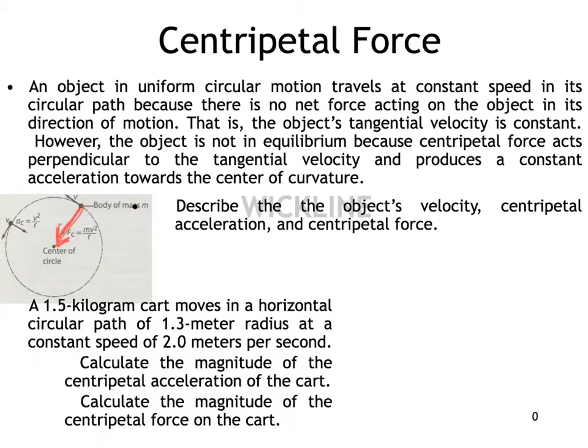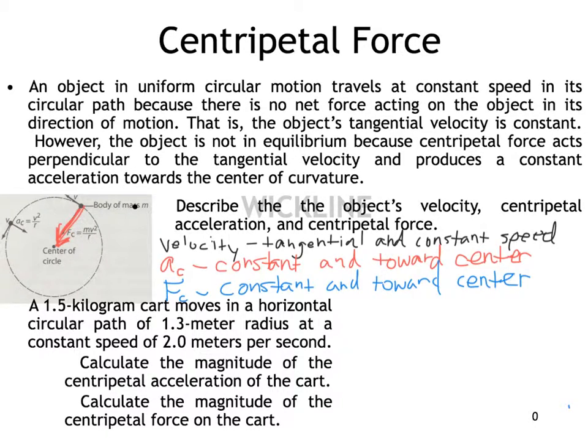We can answer this question now, where we describe the object's velocity, centripetal acceleration, and centripetal force. Please pause the video and come up with an answer for each. The velocity is represented by this section of the graph, and it is described as tangential, and also as having constant speed. Centripetal acceleration is going to be towards the center, but also constant. Not constant speed, constant acceleration. And FC is also going to be towards the center, and constant as well.